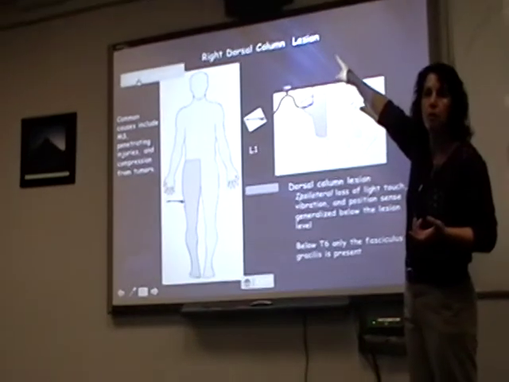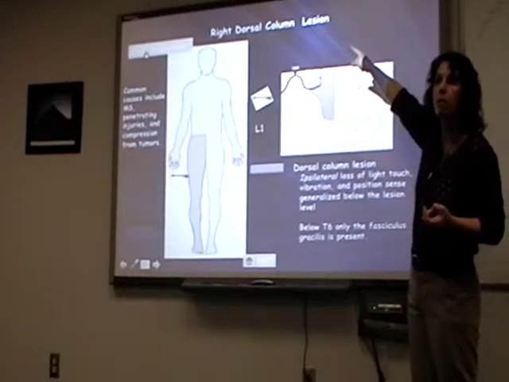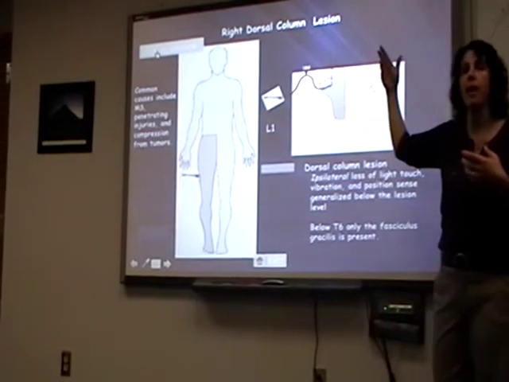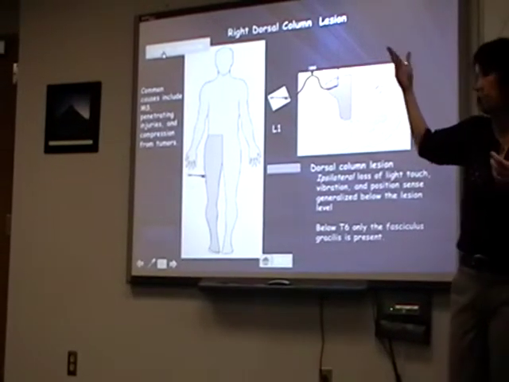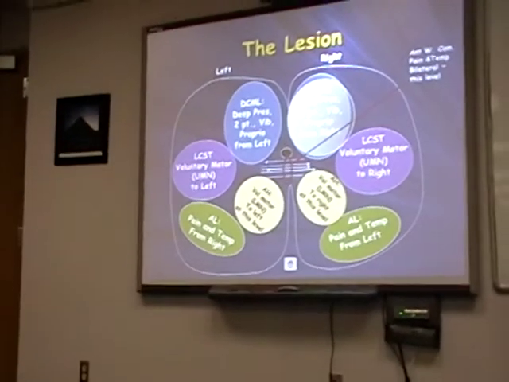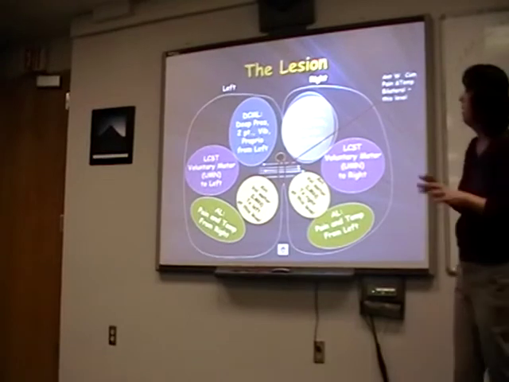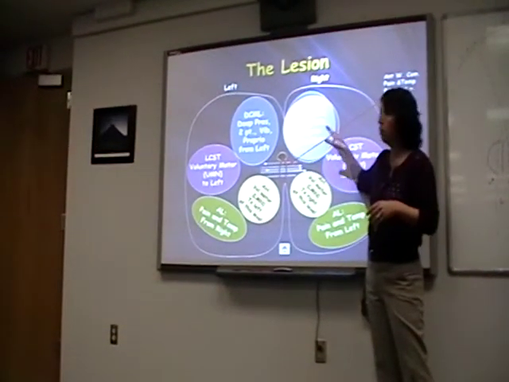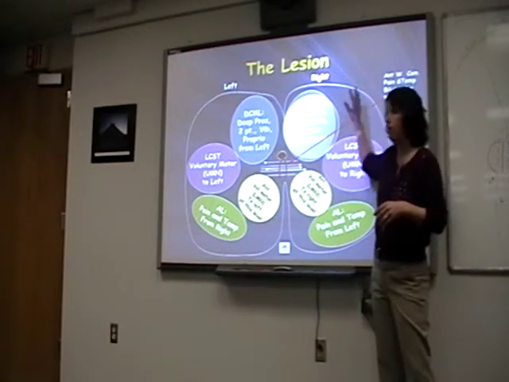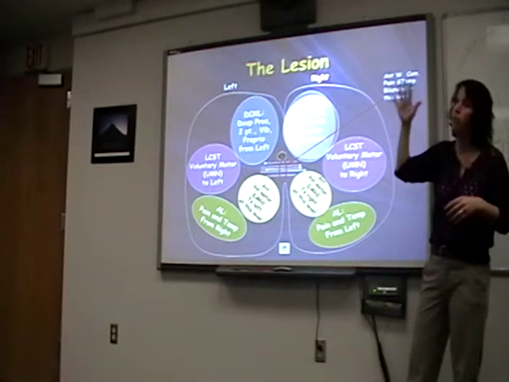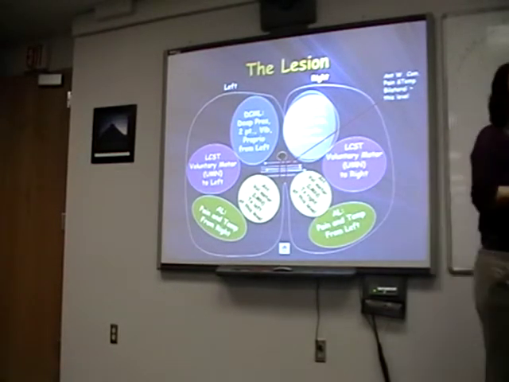Because where does this guy get a synapse? Well, that's the nucleus gracilis, and then its axon would be the medial lemniscus. Okay, so this is just another viewpoint. Again, what we're talking about is a right dorsal column lesion. So if it were Brown-Séquard, it would be all of this. So we would also have pain and temperature on the other side. We might get to that one.